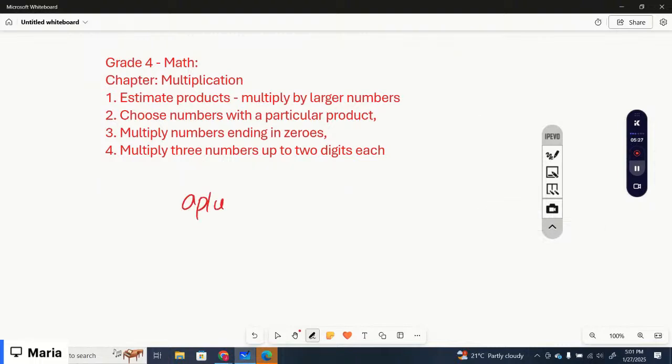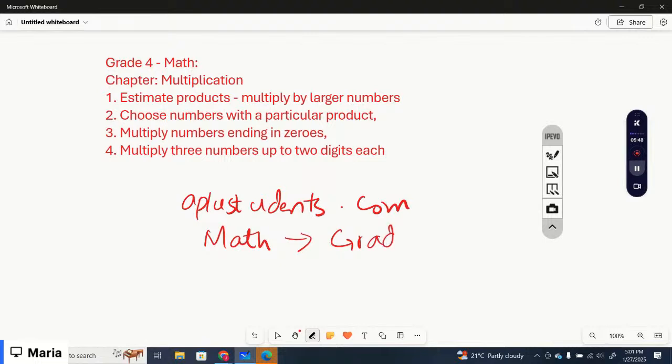You can find all the lessons on aplusstudents.com. You have to log in there using your email address and password as provided by the administrator. Then you have to select math from the subject tab. Scroll down to grade 4 math and then click on view all lessons. There you can find a list of the chapters. We're going to start with the chapter multiplication.